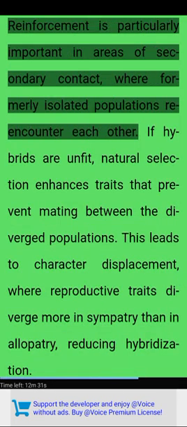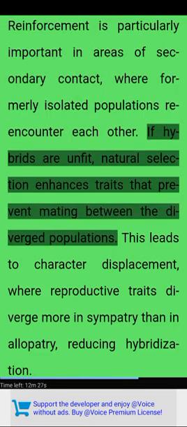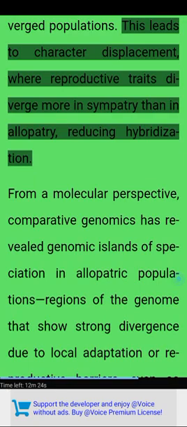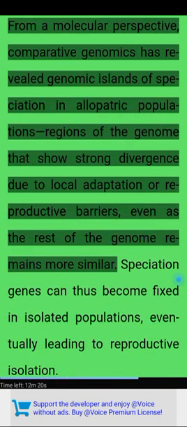Reinforcement is particularly important in areas of secondary contact, where formerly isolated populations re-encounter each other. If hybrids are unfit, natural selection enhances traits that prevent mating between the diverged populations. This leads to character displacement, where reproductive traits diverge more in sympatry than in allopatry, reducing hybridization.